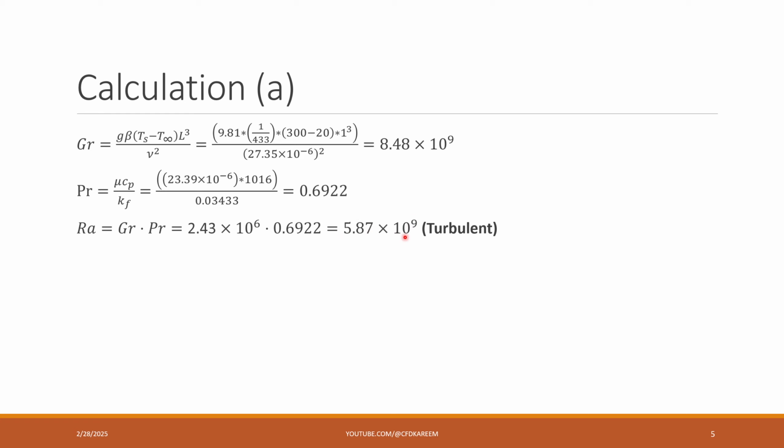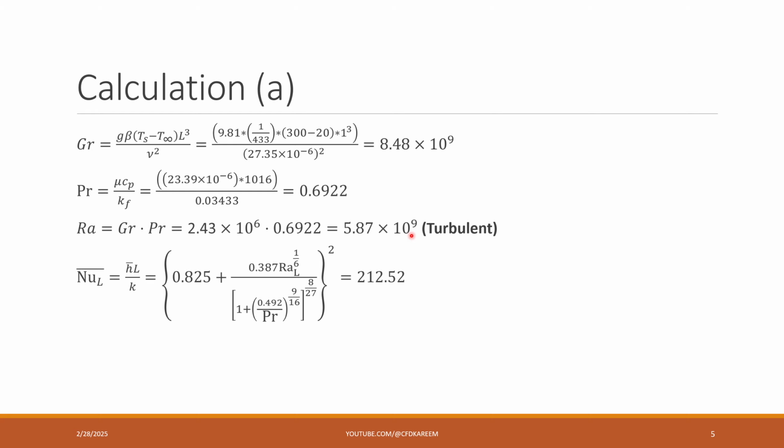So the critical Rayleigh number, which is kind of analogous to the Reynolds number for a forced convection case, is going to tell us when our boundary layer is going to go from laminar to turbulent flow. And in this case, the critical value is about 10 to the 9. So since we're at 5.87 times 10 to the 9, we're going to assume that our heat transfer is turbulent. There are a few different empirical correlations that we can use to calculate the Nusselt number, but in this case, we're going to use this pretty general form, which is the Churchill-Chu correlation.